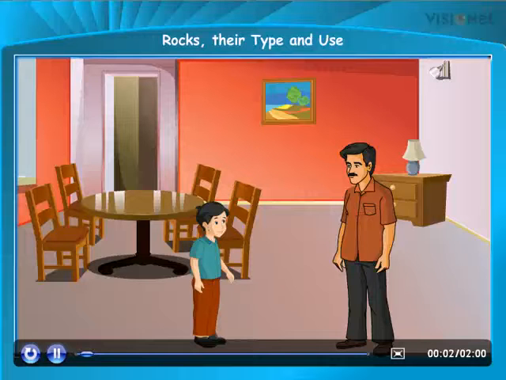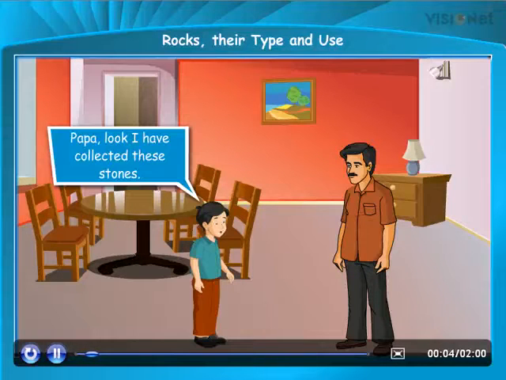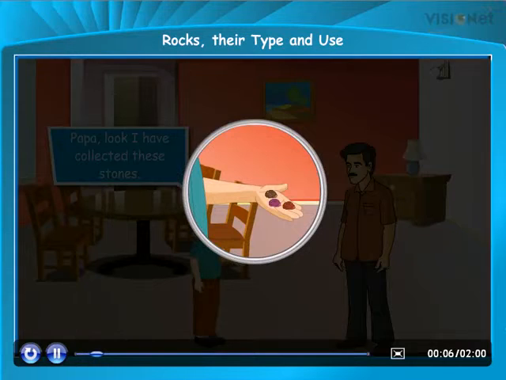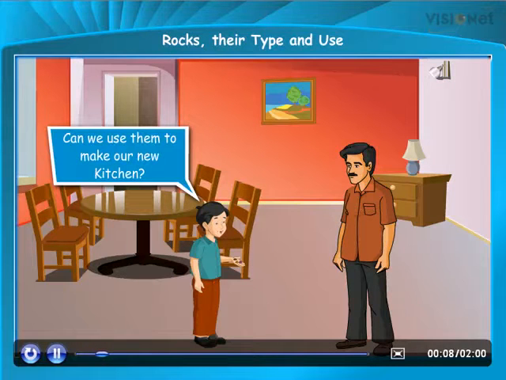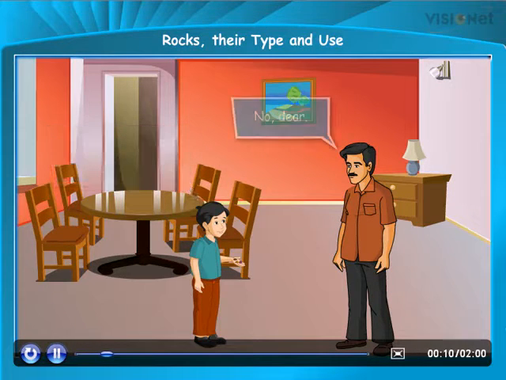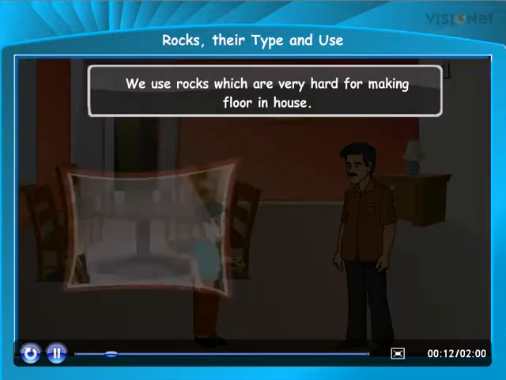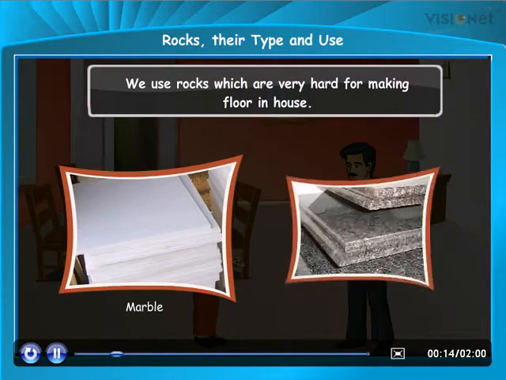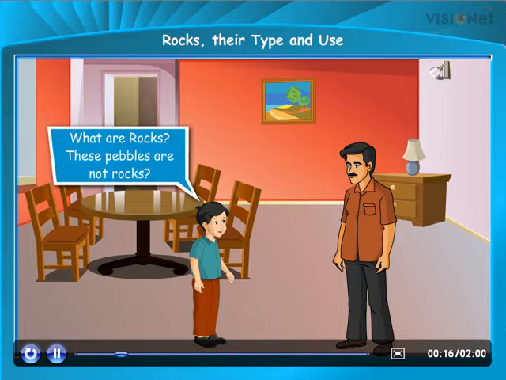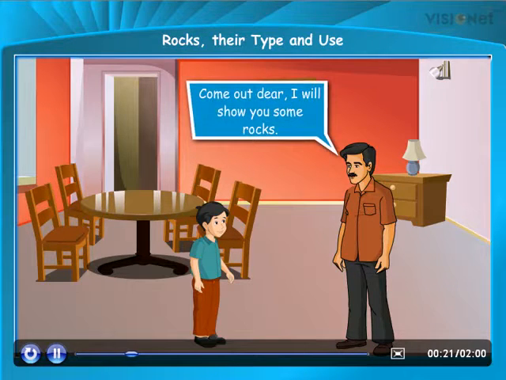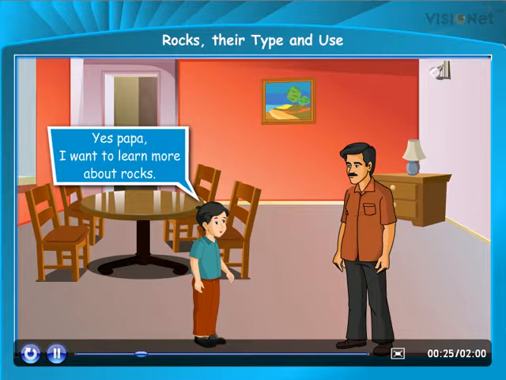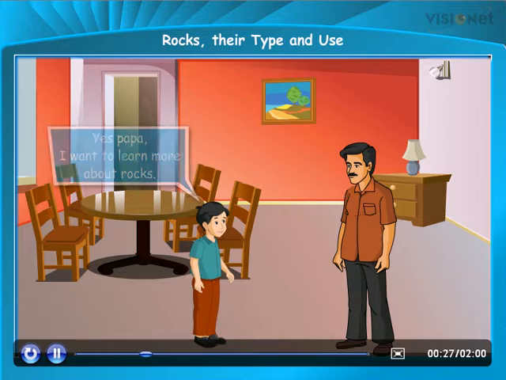Their type and use. Papa, look, I have collected these stones. Can we use them to make our new kitchen? No dear, we use rocks, which are very hard, for making floors in houses. What are rocks? These pebbles are not rocks. Come out dear, I will show you some rocks. Yes, Papa, I want to learn more about rocks.